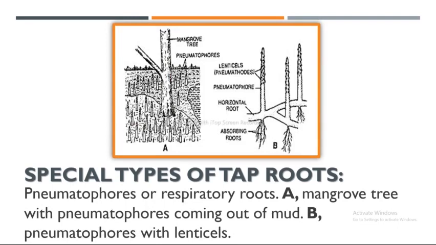In the first figure you can see that this is a mangrove tree with the pneumatophores coming out of the mud. This is the mangrove tree and these are pneumatophores as shown in the figure. In the second figure you can see that these are pneumatophores with lenticels. This is the pneumatophore plant in figure B, and this is the horizontal root. These are absorbing roots, and these are lenticels as shown in the figure.